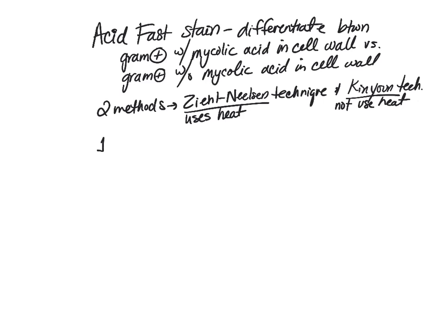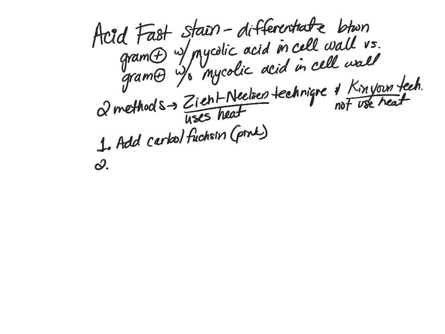So step number one is to apply the carbolfuchsin. The carbolfuchsin is actually a pink color. And in both cases, you're going to apply carbolfuchsin. In the Ziehl-Neelsen technique, you do that in a heat setting. So typically there's a beaker on a hot plate and you have steam coming up from the beaker. You apply the carbolfuchsin and then you let it sit there as it's heating up, and it's using that heat to push it further into the cells.